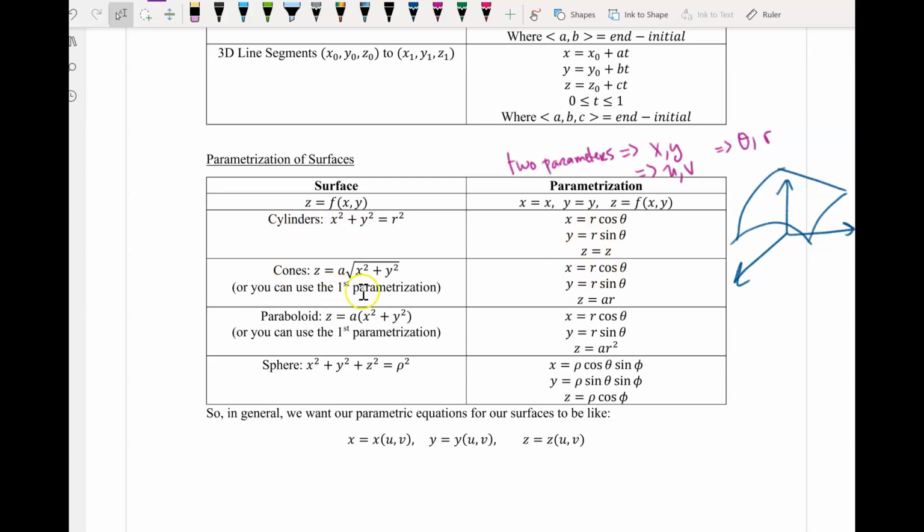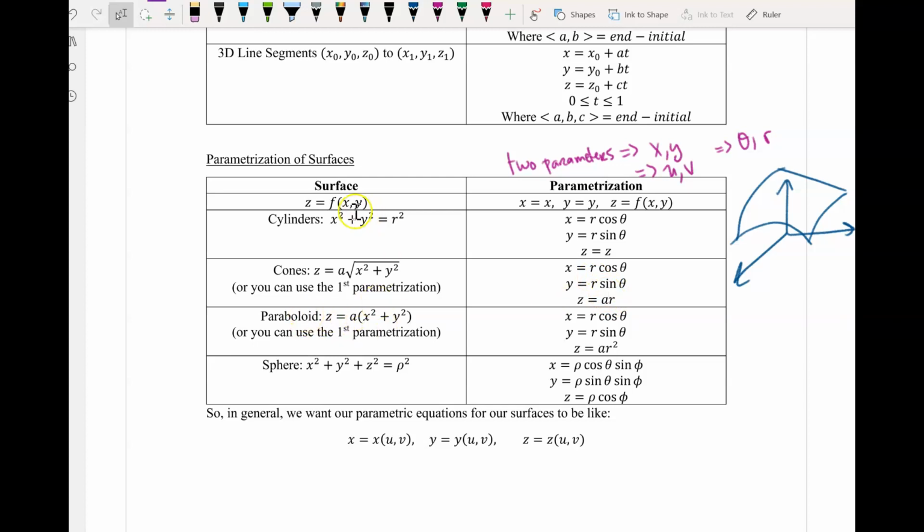Cones, you can use the first parametrization, of course. You can just let x equal x, y equal y, and z equal the square root of all this stuff. Or you can just convert also to polar. But z here is a r, where a will be the factor, the stretching factor. So you do have this extra a, and then multiplying by the radius r.